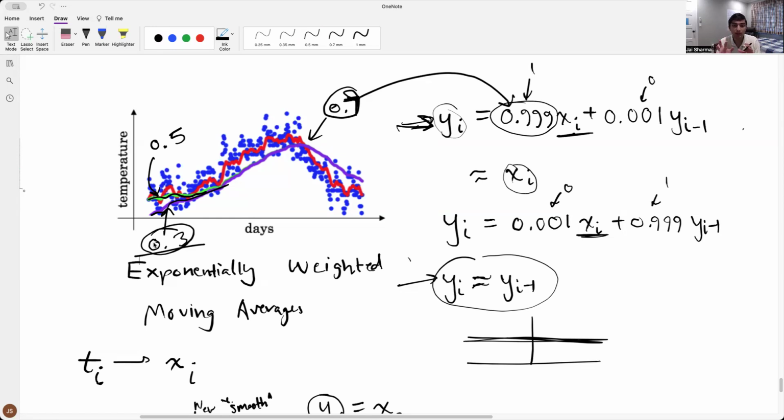So now that you understand exponentially weighted moving averages, I think it's time to go on to momentum.